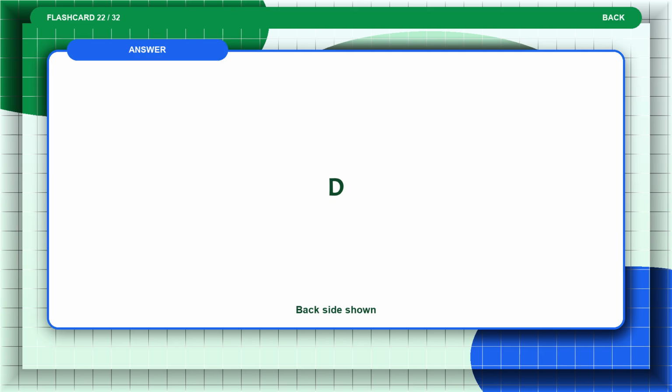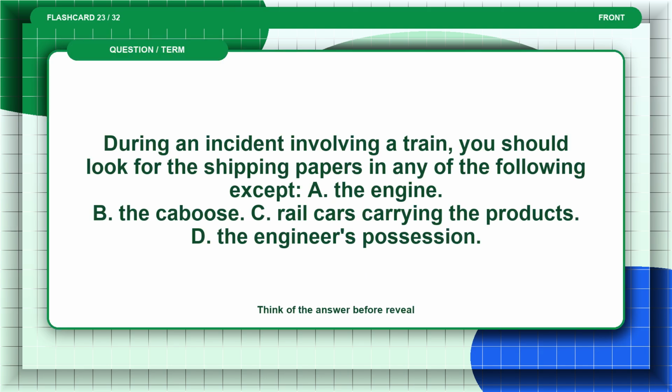Flashcard 23. During an incident involving a train, you should look for the shipping papers in any of the following except at A. The engine, B. The caboose, C. Rail cars carrying the products, D. The engineer's possession. Think of the answer before the reveal.